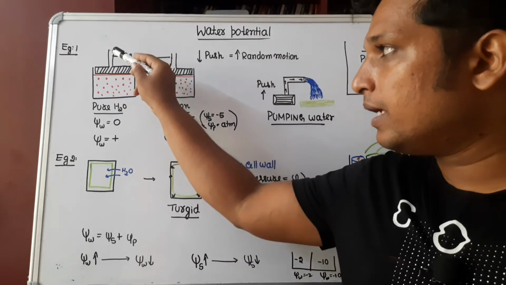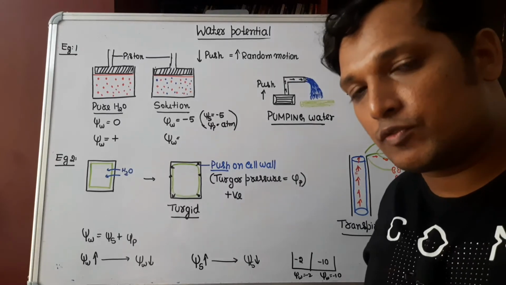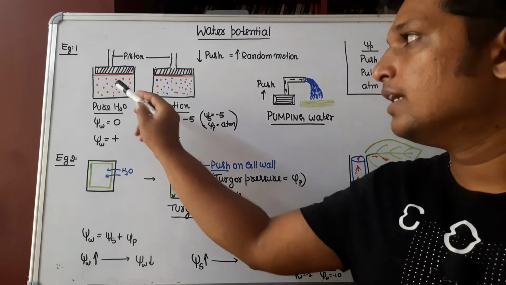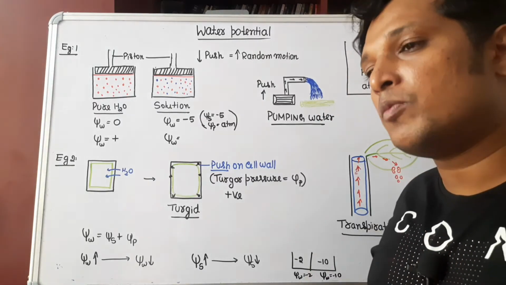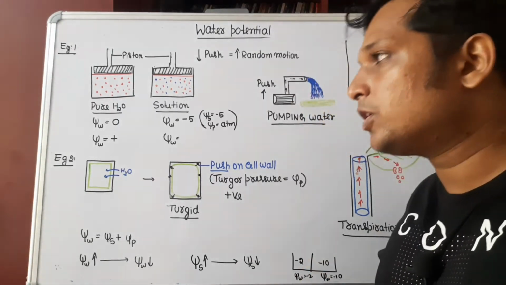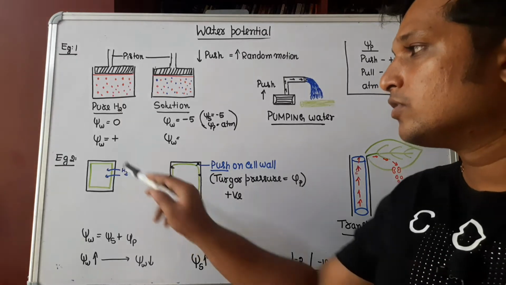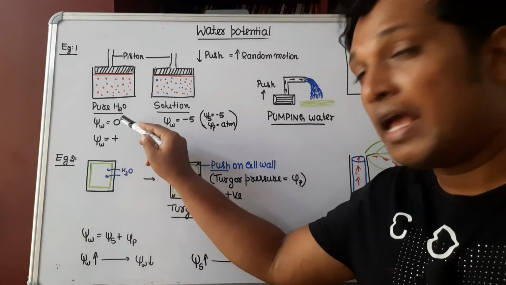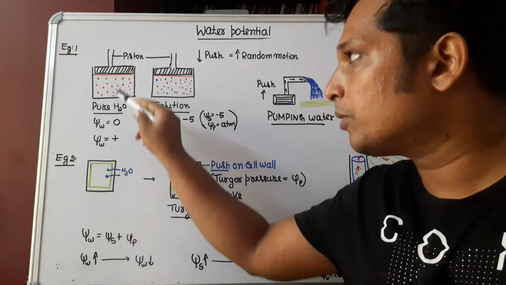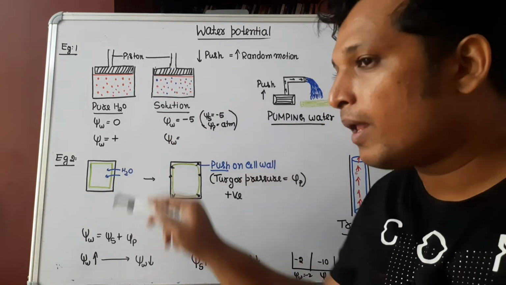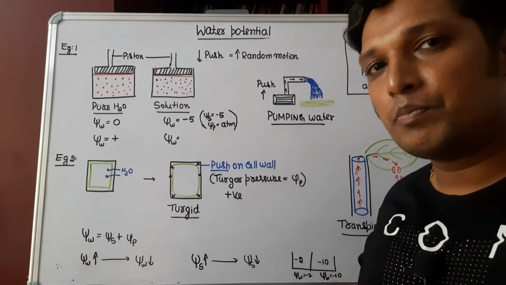When you apply a push pressure more than the atmospheric pressure, then the randomness of the water molecule increases, or the kinetic energy of the water molecule increases, or the ability of the water molecule to move increases. So water potential goes above 0. Above 0 is positive. So water potential increases when we apply push pressure to the pure water.